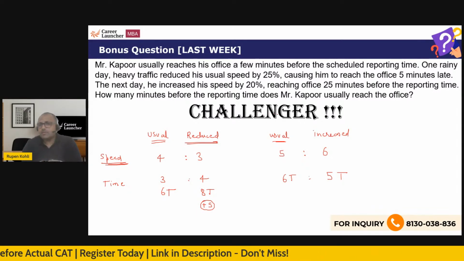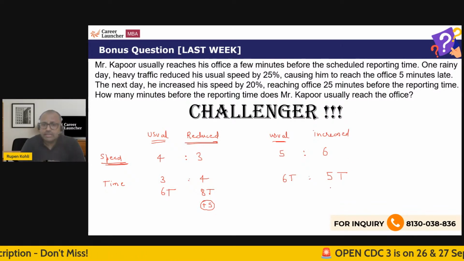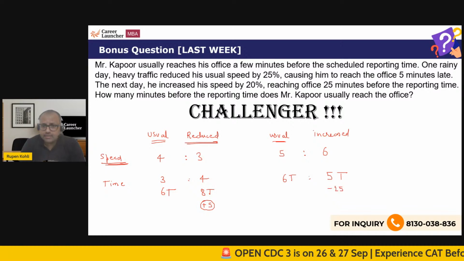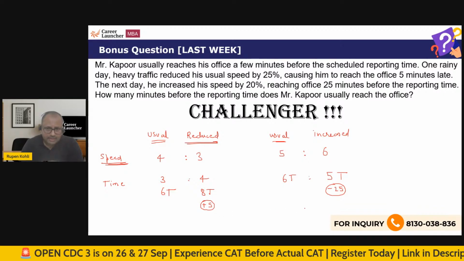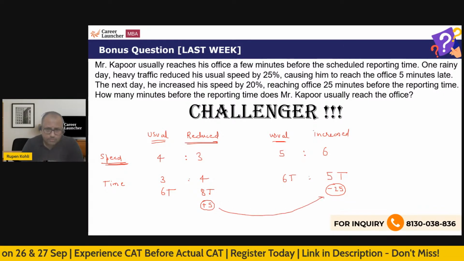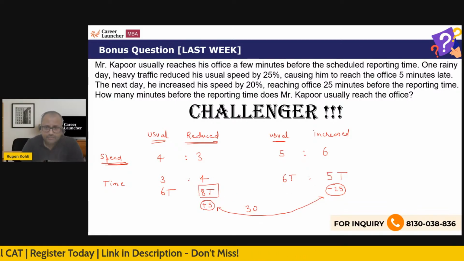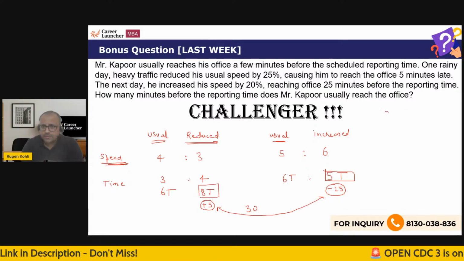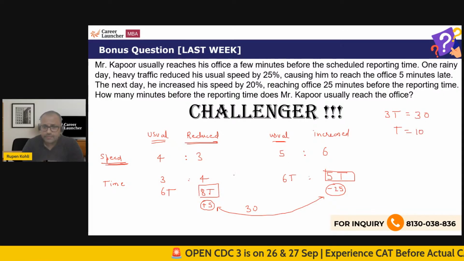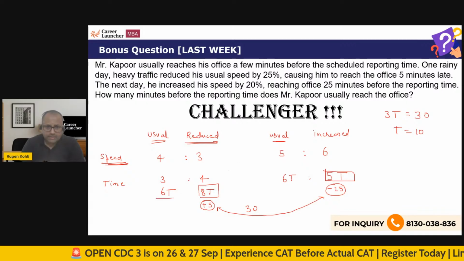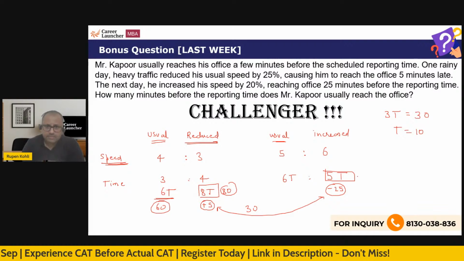And on this increased speed of 20%, he is reaching the office 25 minutes before. So this time here is 25 minutes less than the usual reporting time. So the gap between these two times is 30 minutes, and that 30 minutes is the difference of 8t and 5t. So 8t minus 5t, which means 3t, equals the gap of 30, or t is 10. Therefore, this time is 60 minutes, this time is 80 minutes, this time is 60 minutes, this time is 50 minutes.